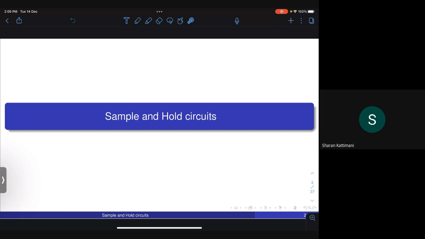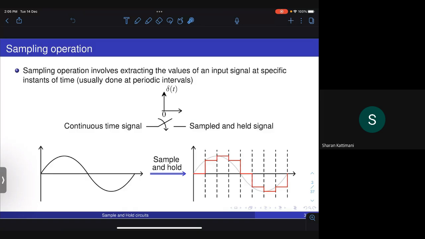So in this session, we'll be looking at sample and hold circuits. What is the basic operation of sampling and sample and hold? Sampling operation involves extracting values of an input signal at specific instants of time. From a signal processing point of view, it's basically conversion from a continuous time signal to a discrete time signal. Conversion from continuous to discrete generally involves two steps.